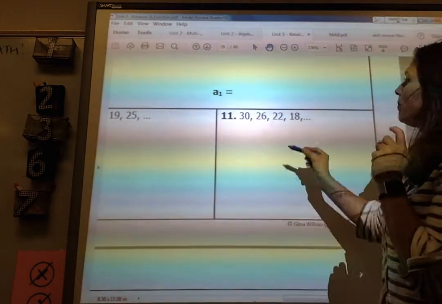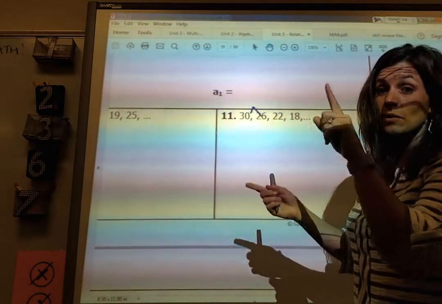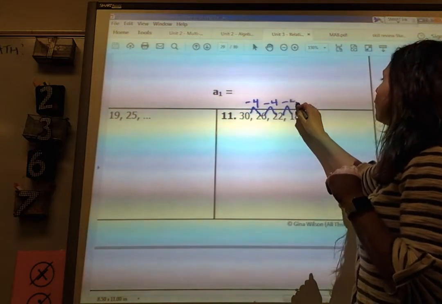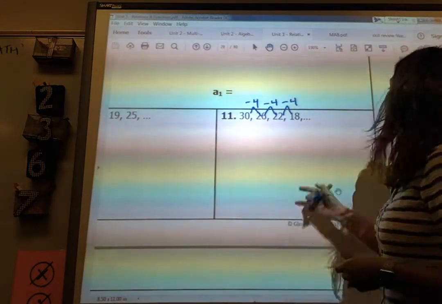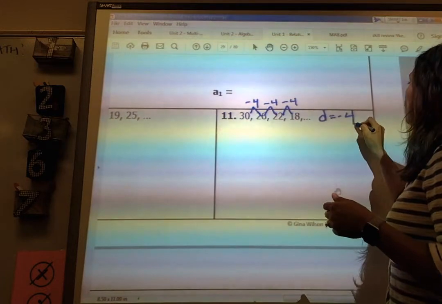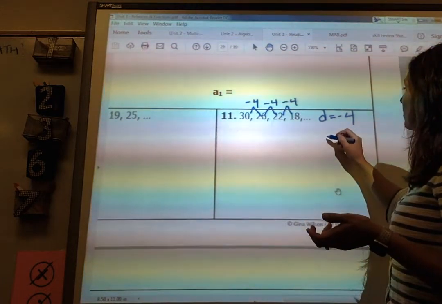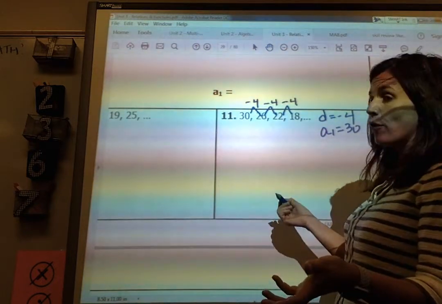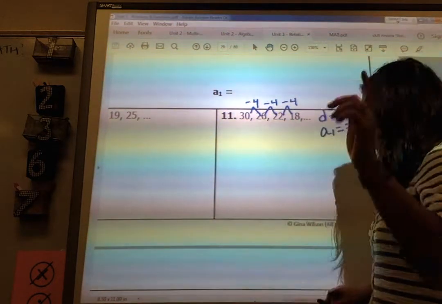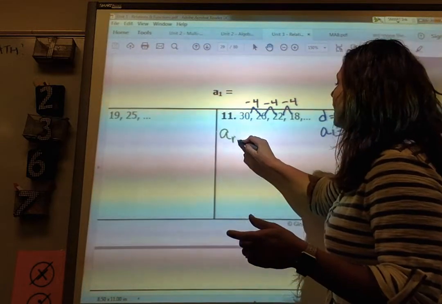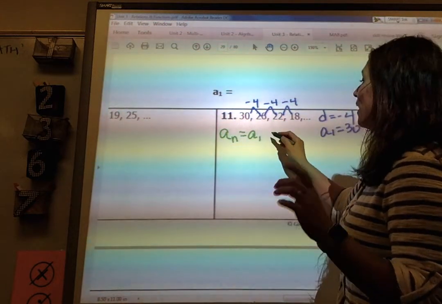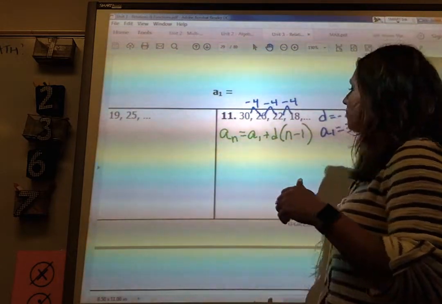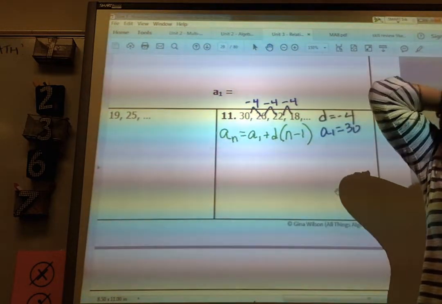Okay, so number 11, is it an arithmetic sequence? Remember, that's the first thing. So I subtract 4, I subtract 4, I subtract 4. So, bam, it's an arithmetic sequence. The difference is negative 4, and the first term in the sequence is 30. Okay, so my formula, yes, I'm going to write down my formula again, Sam, and it's an equals, I'm going to put a1 first, plus the common difference times n minus 1. Right, so that's what my formula looks like.